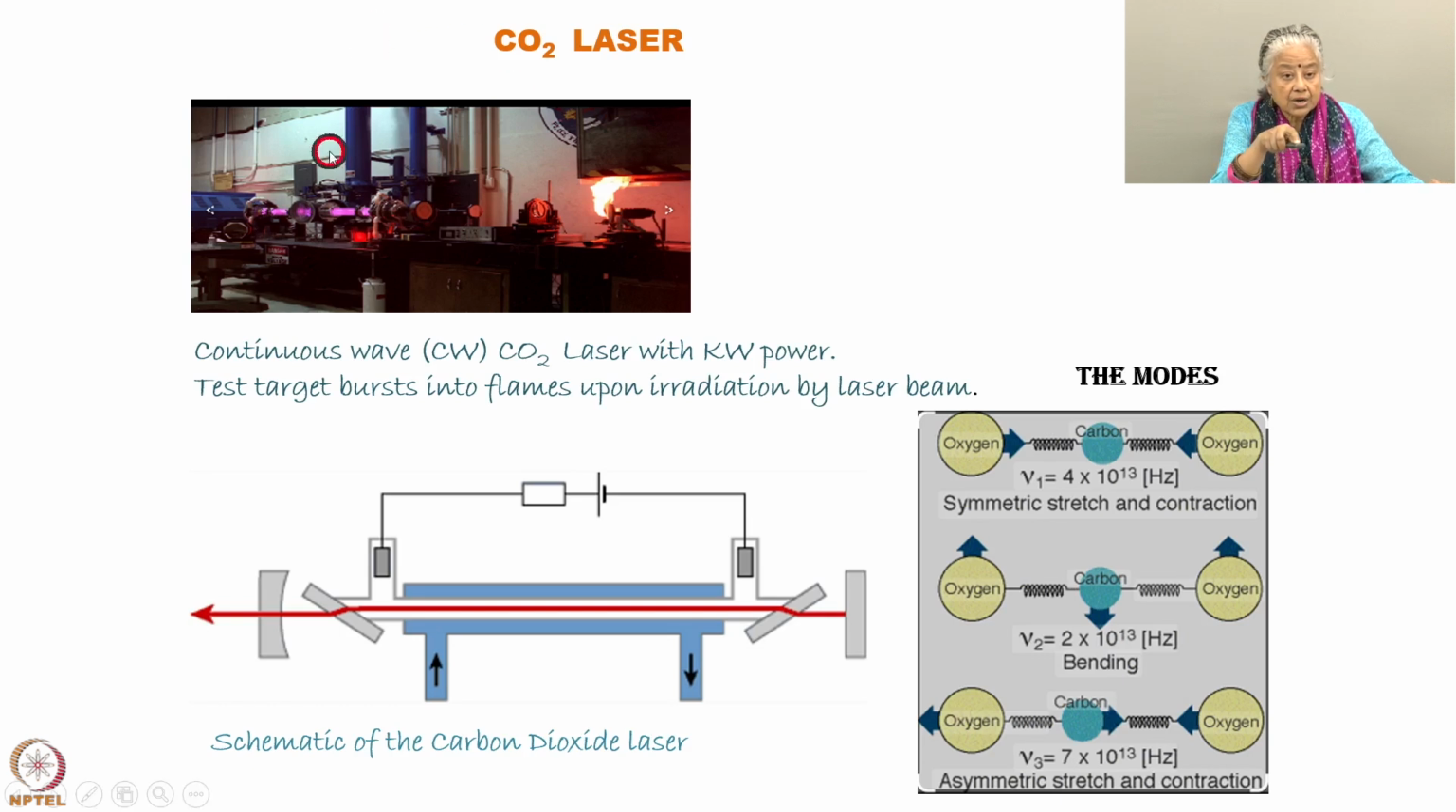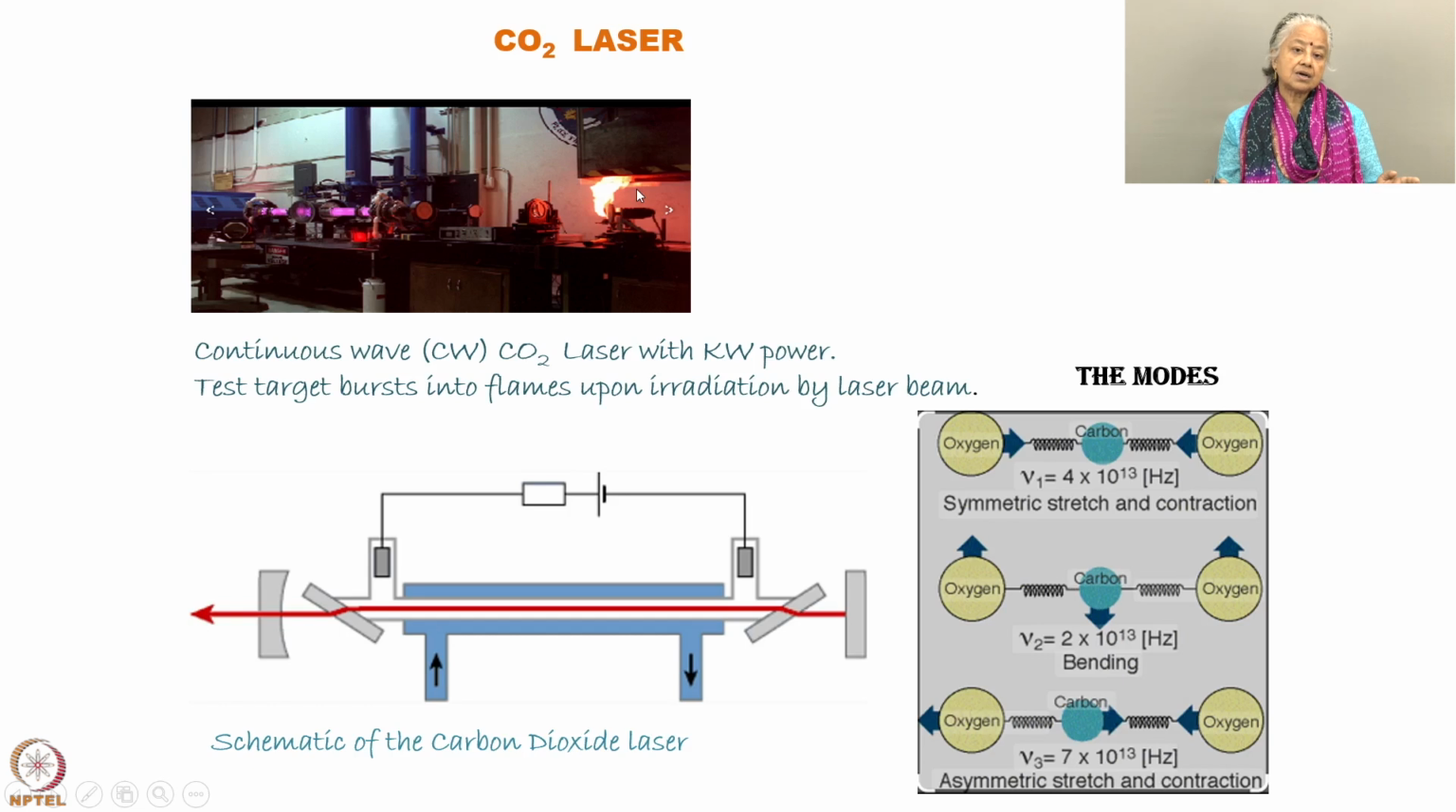So, in this picture I have a continuous wave laser. You will come across this term more often, continuous wave. That means it is not a pulsed laser, it is a continuous wave CO2 laser. And here what I show is a target on which the beam of laser light is falling. You can't see the beam because it's in the infrared, but when it falls on the target, it can burn it, and that's why it has burst into flames here.